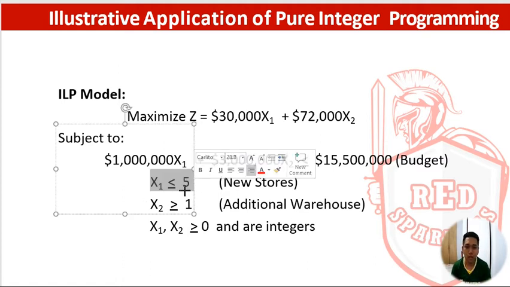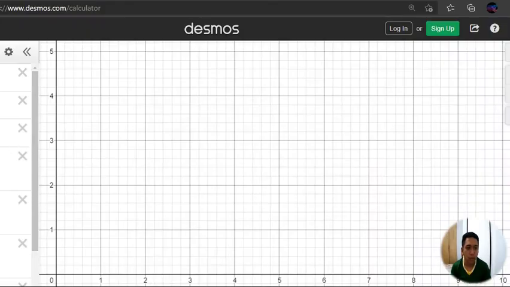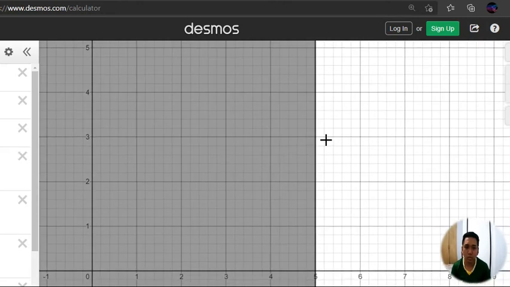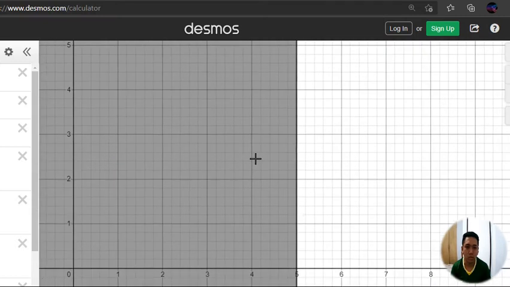Let's try first x1 is less than or equal to 5. If we graph that, pag in-graph natin yan, yan siya. This is the line, then ito yung feasible region natin. This is the line, then all the values here is the feasible region.